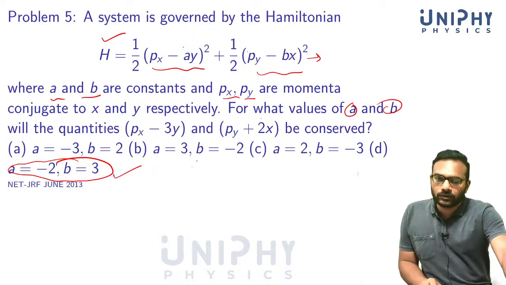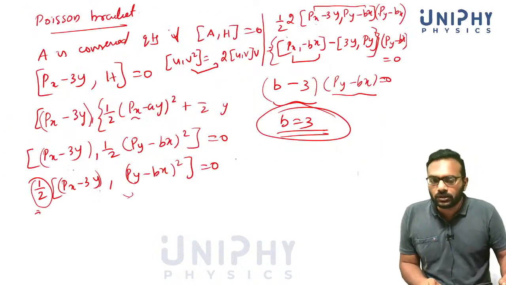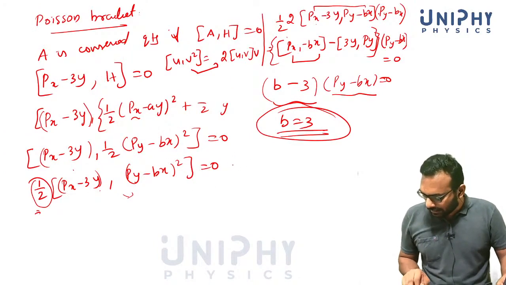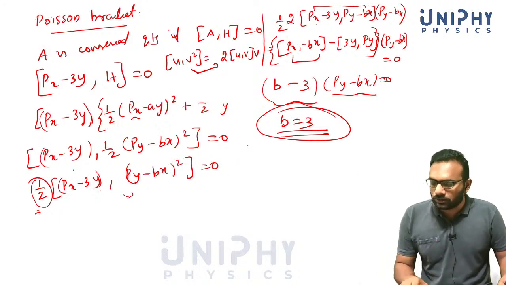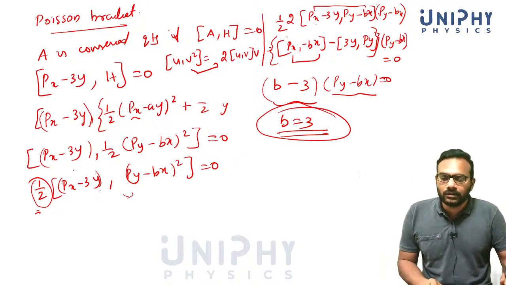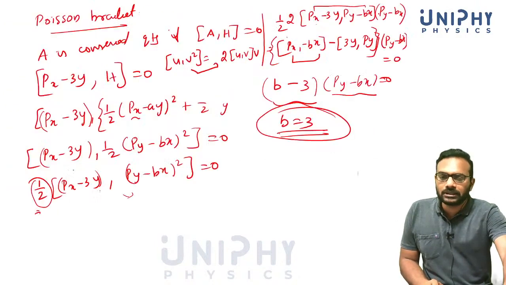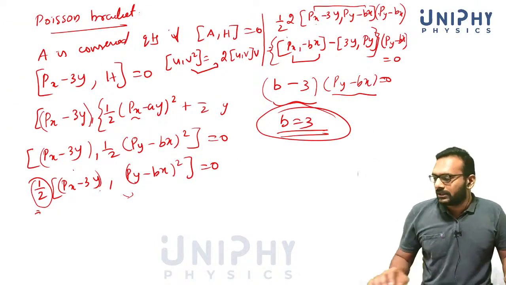Of course, if we cannot eliminate all the options, we can also check the other commutator, and you will see that a is equal to minus 2. Just follow exactly the same kind of steps.